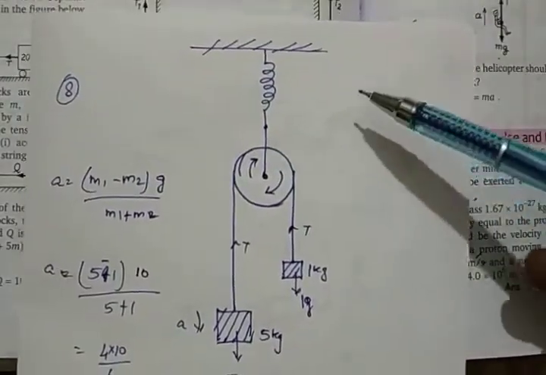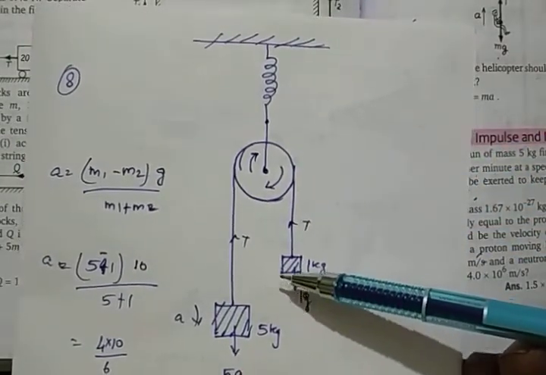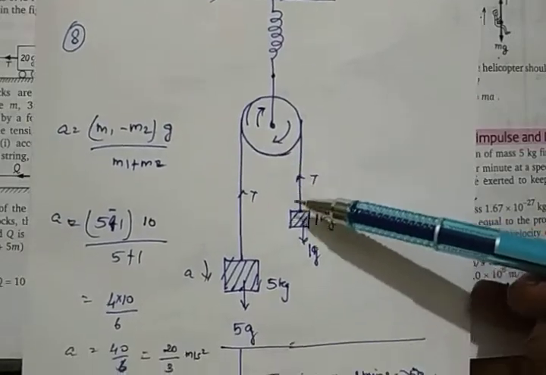So going further, I would just draw on this one. Spring balance is here. There are 2 pulleys here. A 2 pulley system is there. So what will happen?